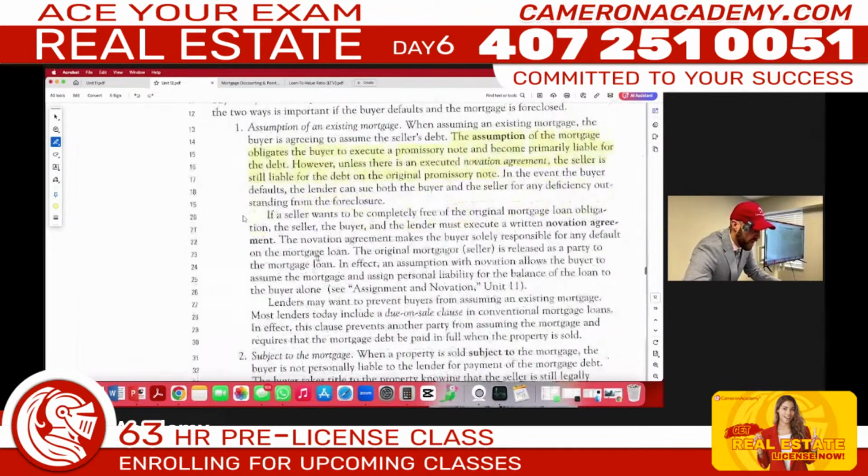Somebody else taking over the debt. All parties have to sign something called the novation agreement. So if the seller wants to be completely free of any liability associated with the previous debt, they all sign the novation agreement. Novation substitutes a new party for the original party.